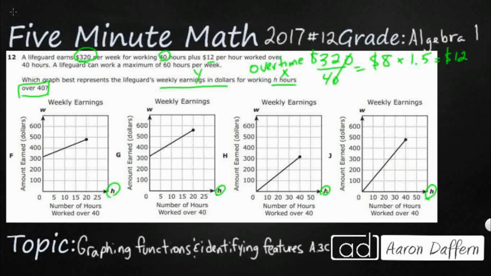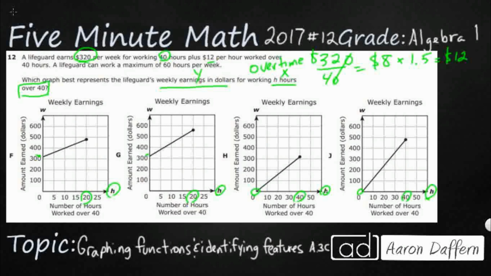So if you look at F and G, those two charts look totally different than H and J. F and G start right above 300, right? They have a y-intercept of above 300, and they both go to 20. Whereas H and J, they start at the origin and they go to 40. So that's the difference there.